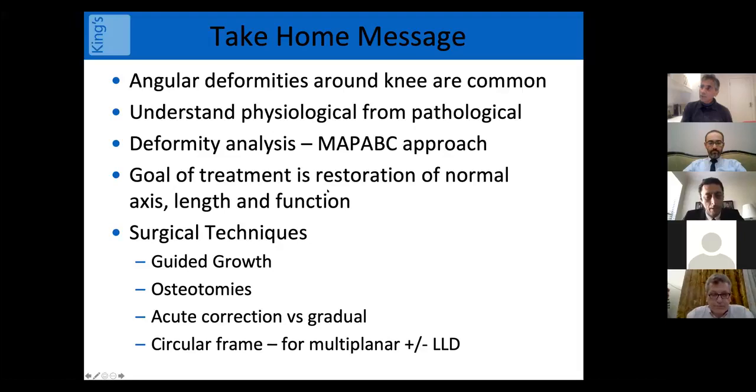So the goal of treatment is always the same: restoration of normal axis, length, and function. There's a whole range of options available, but generally, if the child is still skeletally immature, then guided growth, later on osteotomies. Thank you very much, guys. I think it's 35 minutes or so.